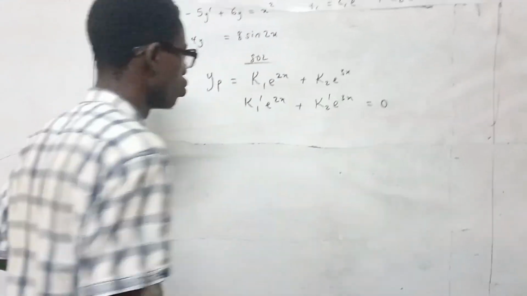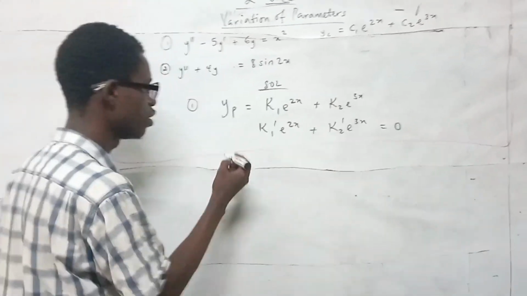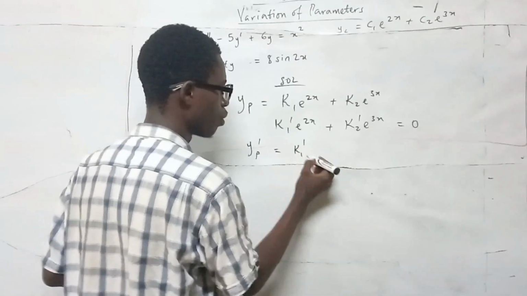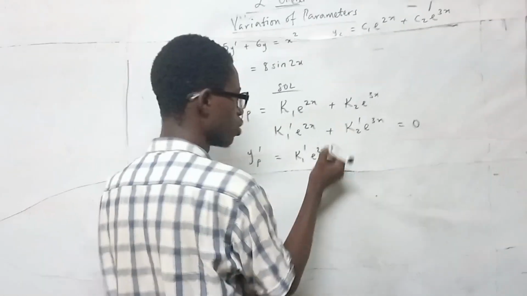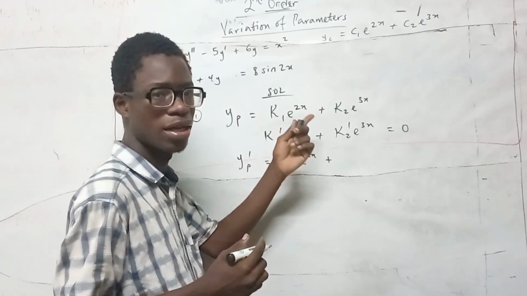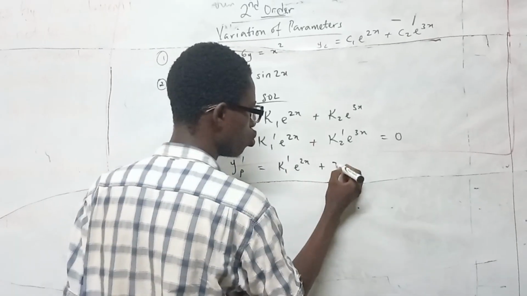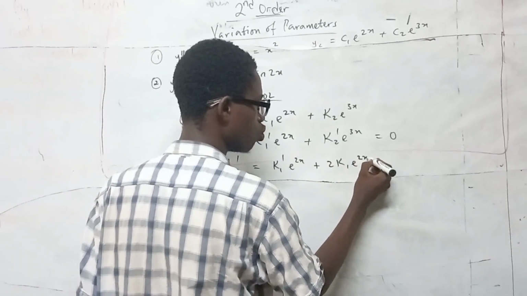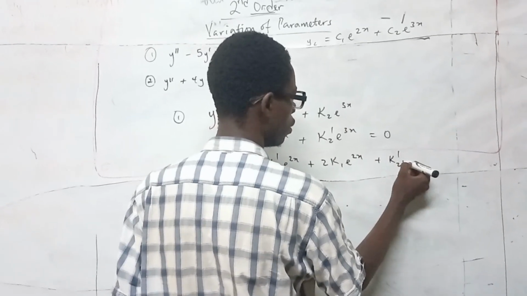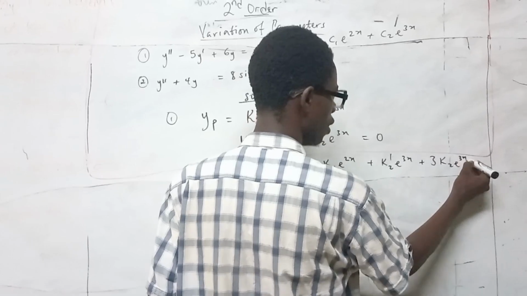So the next thing we're going to do, once we have this yp equals K1 e raised to power 2x plus K2 e raised to power 3x, we differentiate the particular solution. Differentiating this, we have K1 prime e raised to power 2x plus, using product rule, don't forget K1 and K2 are both functions of x, 2K1 e raised to power 2x. Differentiating this, we have K2 prime e raised to power 3x plus 3K2 e raised to power 3x.